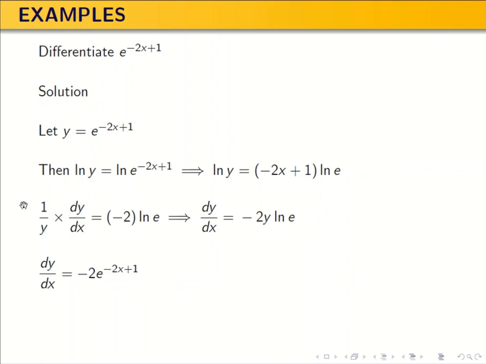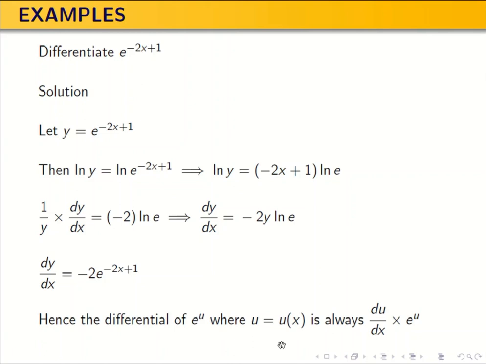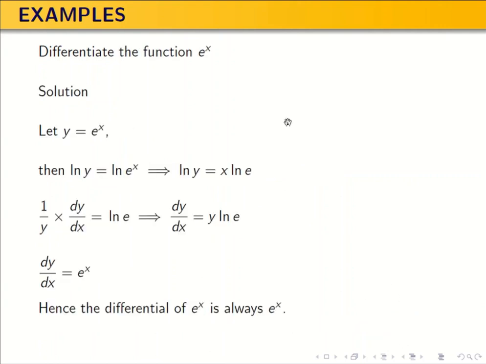And like I said, ln e is always 1, so we have negative 2 e to the power negative 2x plus 1. So it means that when I have e to the power u of x, then the differential is always the differential of the top, that is u of x, times the same e to the power u. I hope this is clear, right? Whatever function is at the top will always repeat itself in the differential and multiply by the differential of the top. So if you can remember this one, u of x equals x, the differential of this gives me 1, so it becomes 1 times e to the power x.